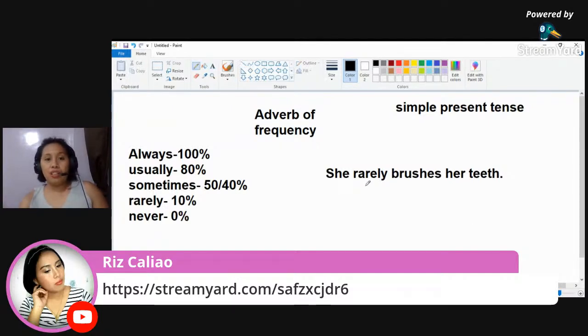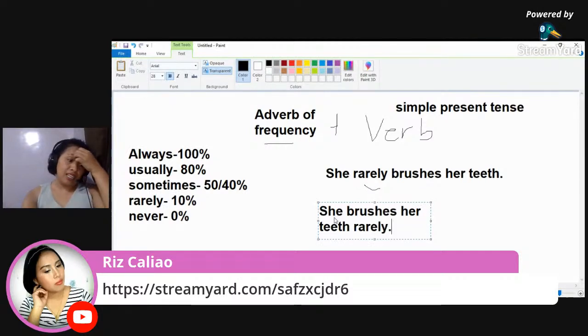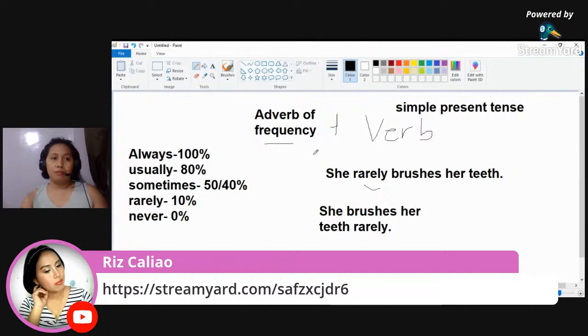And by the way, guys, there is a rule that rarely, or adverb of frequency, is followed by a verb or simple form of a verb. Hindi pwede, guys, na example, she brushes her teeth rarely. Hindi siya pwede, guys. Okay? At again, yung rules natin, adverb of frequency, tapos yung verb. Example, I always sing a song. Okay? I usually dance. She usually dances. See? So, adverb of frequency and then verb. Hindi natin pwede ilagay, or we cannot put the adverb of frequency anywhere in the sentence. It should be subject, adverb of frequency, like this one. Subject, adverb of frequency, and then the verb. Okay? So that's the rules.